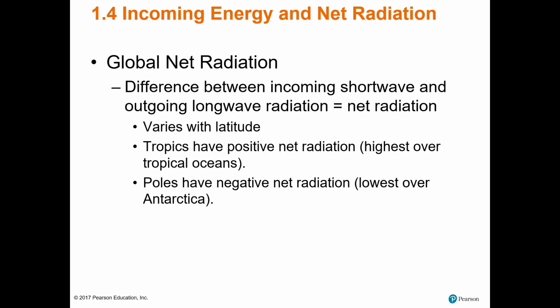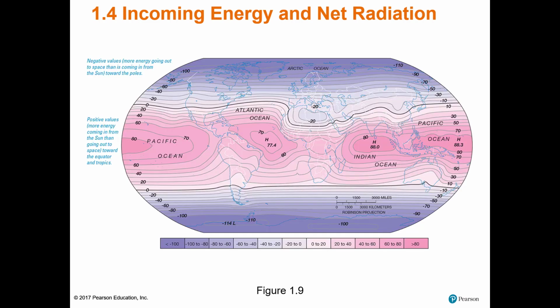When we talk about global net radiation, it's the difference between incoming shortwave and outgoing longwave, and it is termed net radiation. It varies with latitude. The tropics have a positive net radiation, and it's highest over the tropical oceans. The poles have a negative net radiation, which means it's lowest over Antarctica.